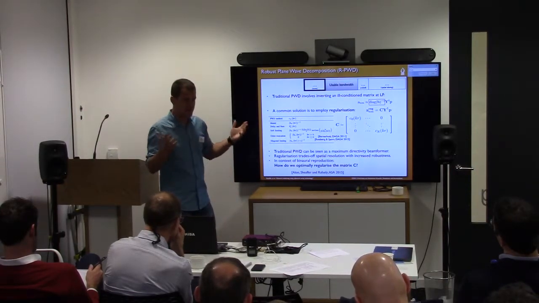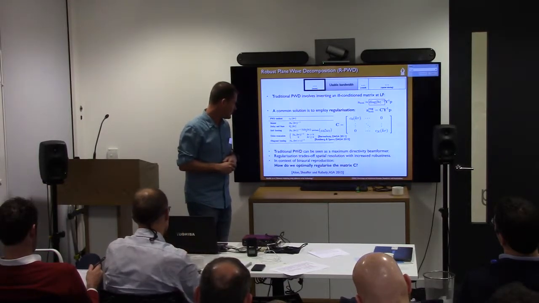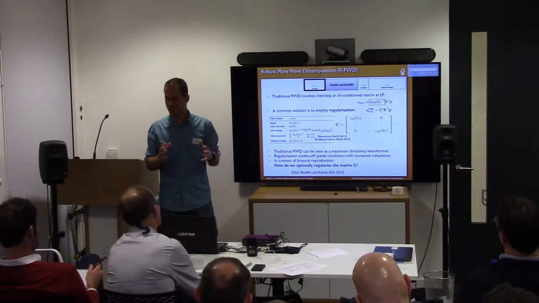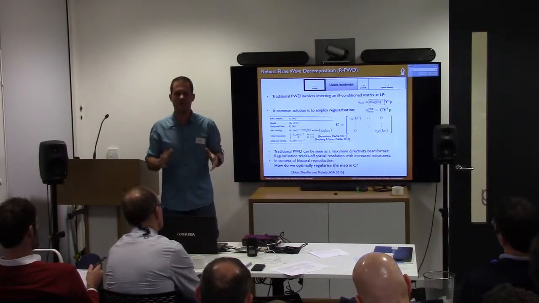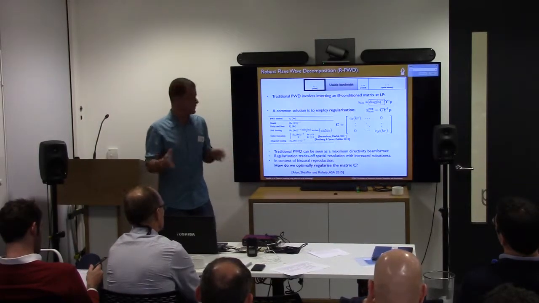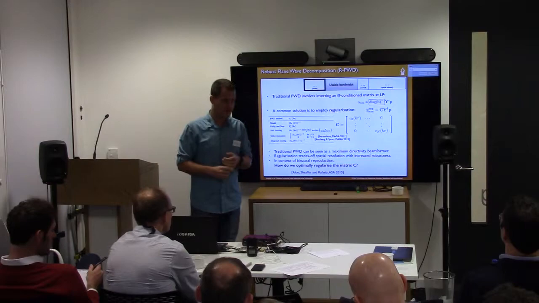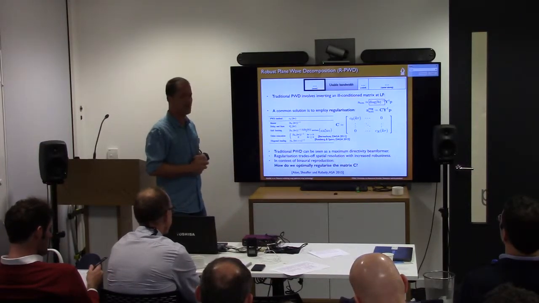So, okay, there are some solutions, but a question that has not been asked yet is, okay, how do we optimally regularize this matrix? So how do we choose the best trade-off, which would be frequency dependent eventually? That's this trade-off between spatial resolution and robustness to noise. And this is something that we're attempting to answer now.